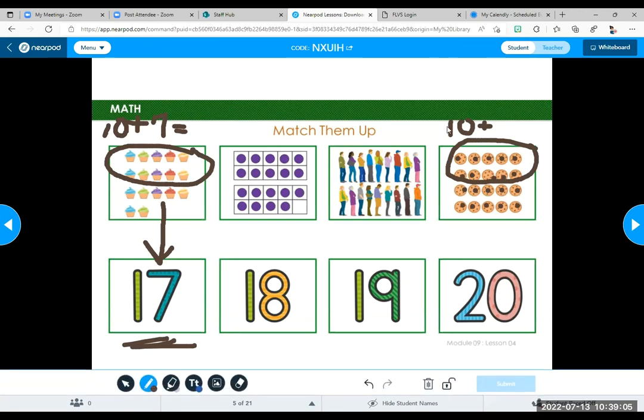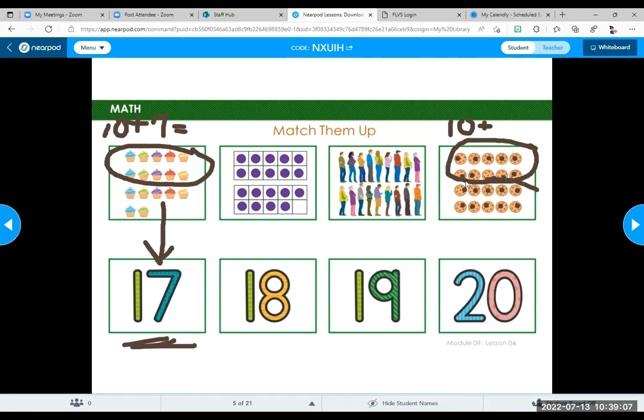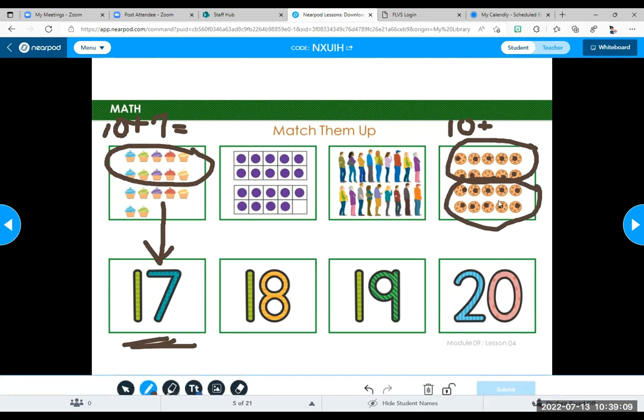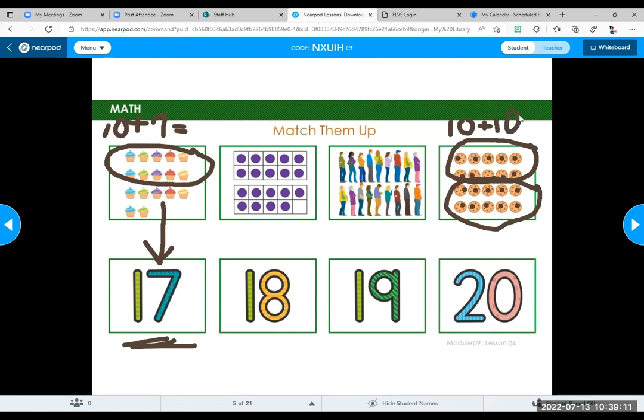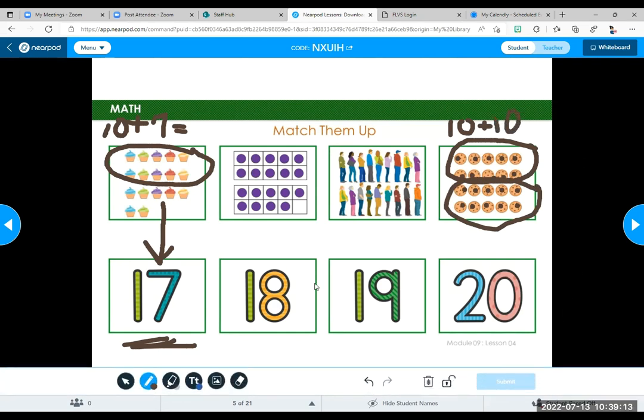20. Good work. So we have 10 and we made a new 10. 10 plus 10 equals 20. Okay. Which number? See, which number says 20?